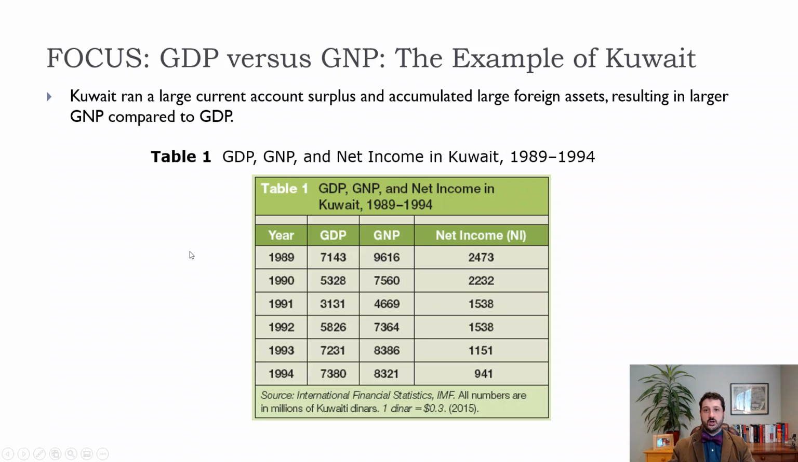They ran a large current account surplus. They were exporting, obviously, a lot of oil, importing less, and accumulated a lot of foreign assets, which meant that because they have these foreign assets, they're getting a lot of net income from those foreign assets coming into the country, so that GNP was significantly higher than GDP. And so you can see that net income was a significant source of their income over these years. So, for a small country like Kuwait, it's not surprising that there can be a big difference. For a large country like the United States, we wouldn't expect as big a difference.